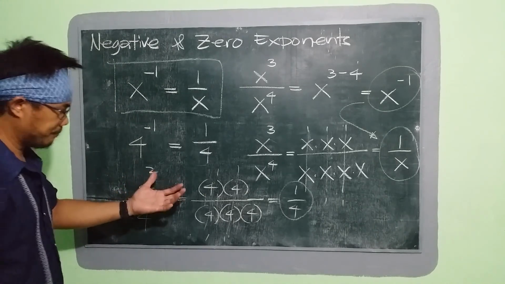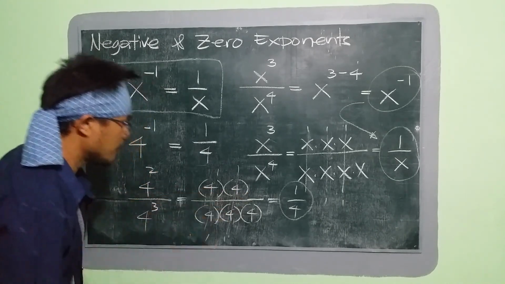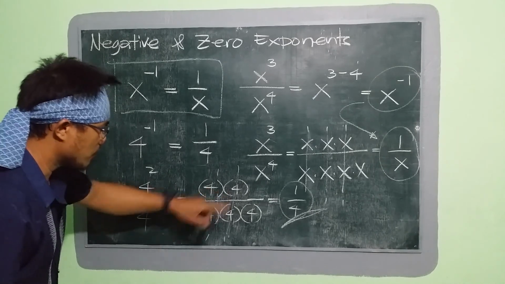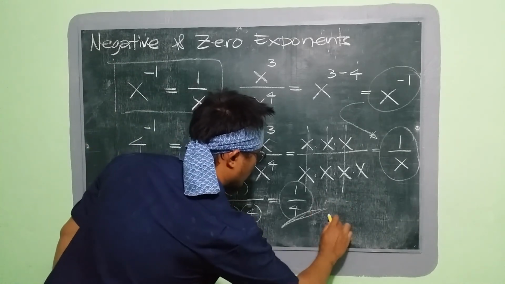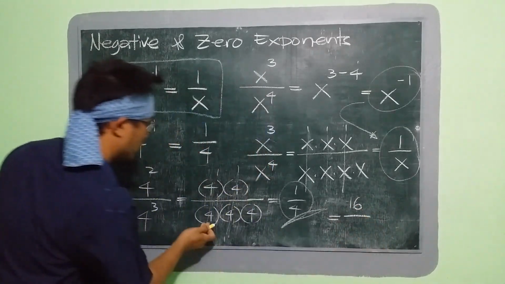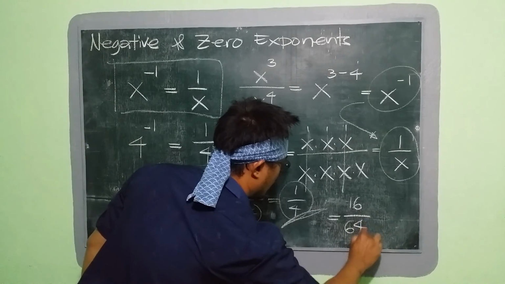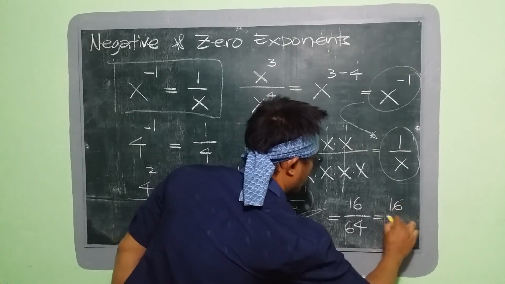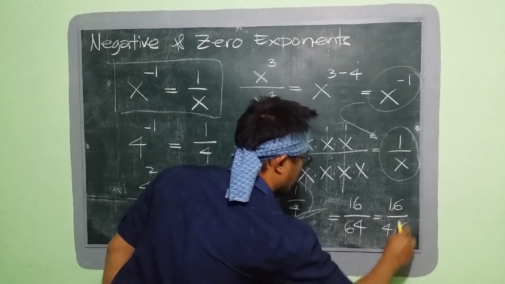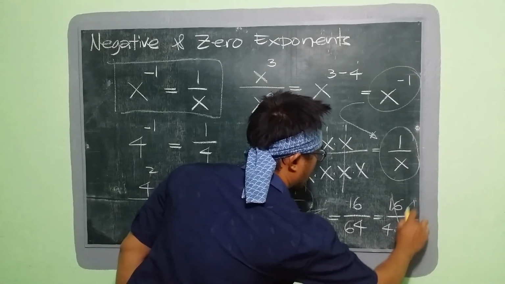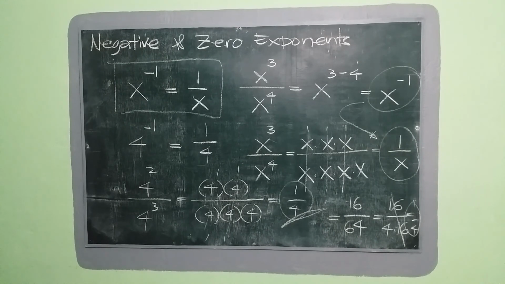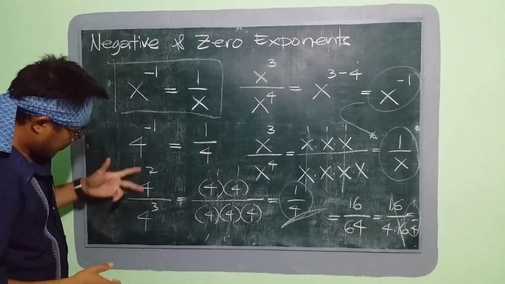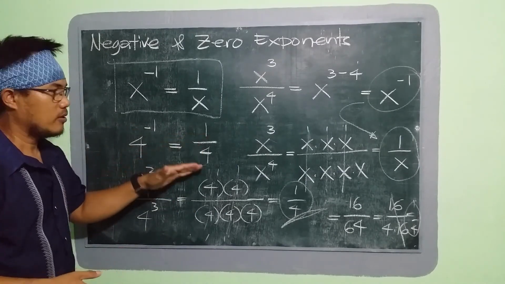Or maybe we can multiply directly. So 4 times 4 is equivalent to 16 over 4 times 4 times 4, that is 64. Okay, then we factor out. So 16 over 64, we know that 64 is 4 times 16. So still 1 over 4 is the answer. As long as you get the idea, 4 to the negative 1 is equal to 1 over 4.